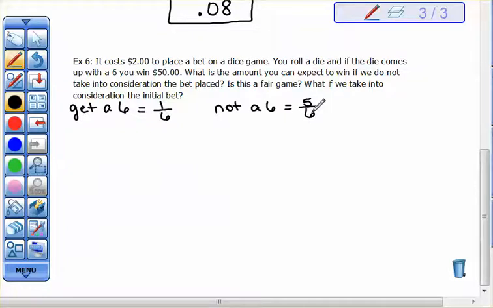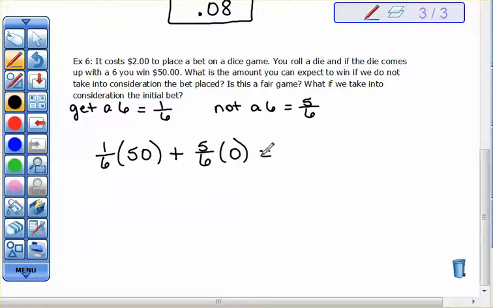Okay, so if we happen to roll that 6, that's a 1/6 probability, we would end up with $50. Plus, if we do not roll a 6, that probability is 5/6, but we win 0. We lose. So when I multiply these together and add them up, we should end up with $8.33. So that's our expected value.